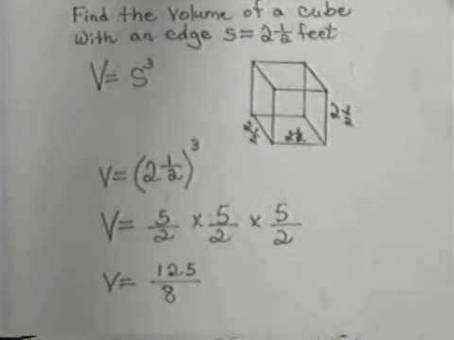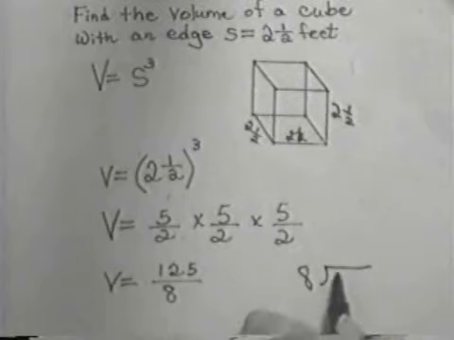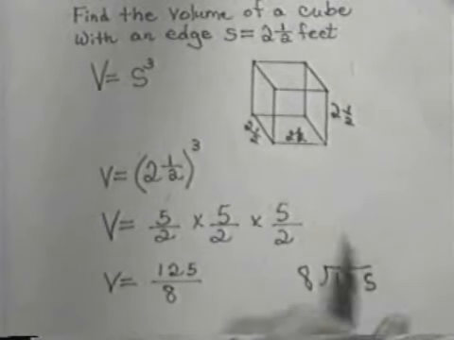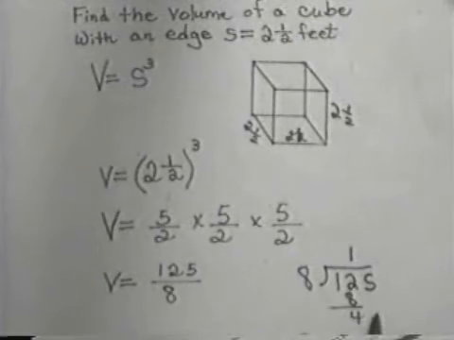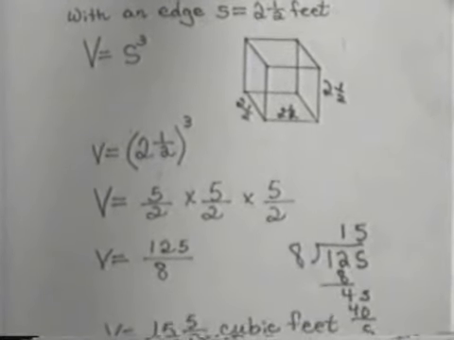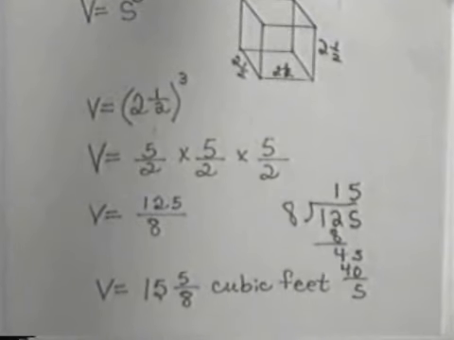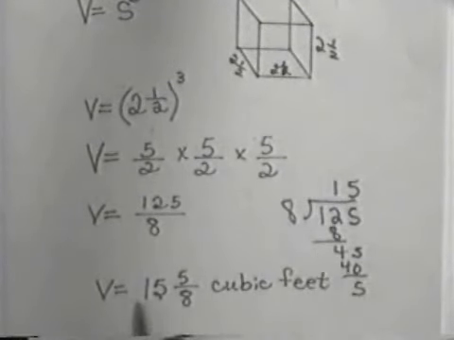And I'd like to change that back to a mixed number. So I divide 8 into 125. Go one time. 8 will go into 45. 5 times 8 is 40. So I'll end up with 15 and 5/8. It goes 15 times with 5 left over, so it's 15 and 5/8.